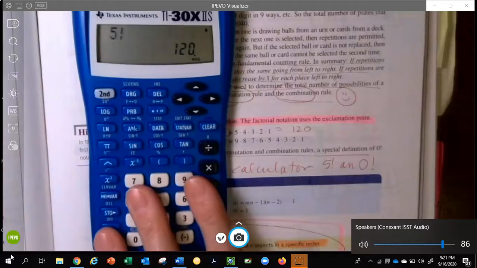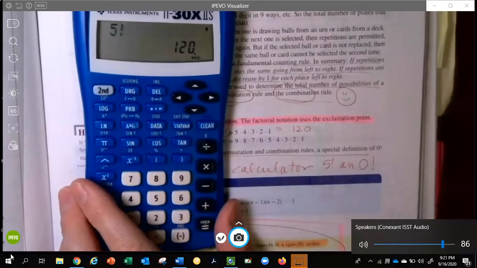You're going to have to learn how to do part of these by hand because your calculators are not going to be powerful enough to handle the large numbers. But by reducing by hand, it's going to make this very doable.